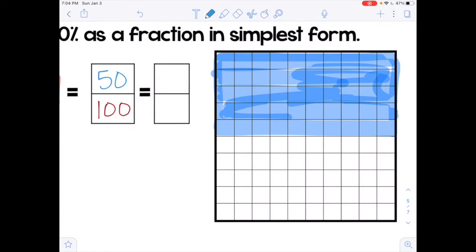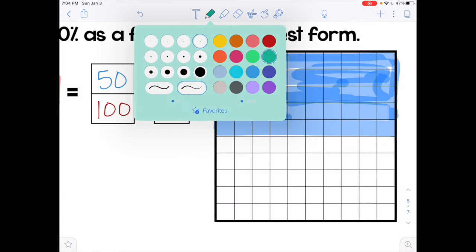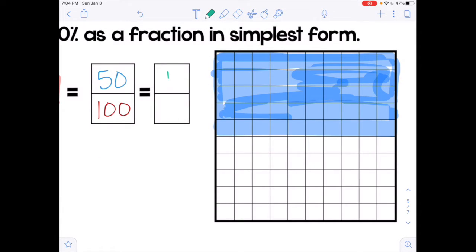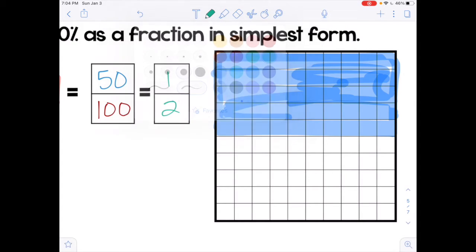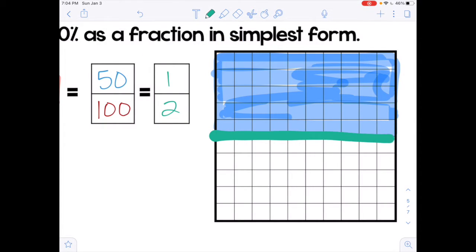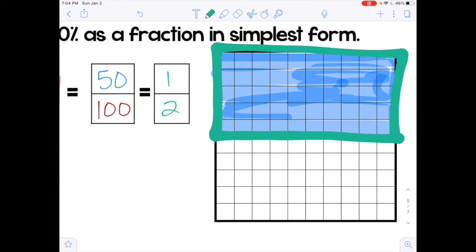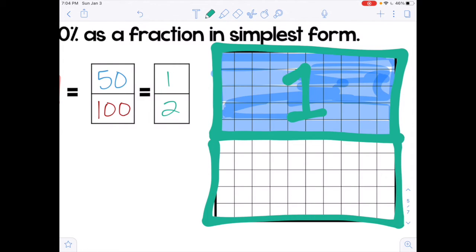And this one's pretty easy to see. It is our first example, but I've colored in half of this big square. I can see it by making a line across and saying this top part in blue is one part out of two equal sized parts. So I've colored in half of that big square.